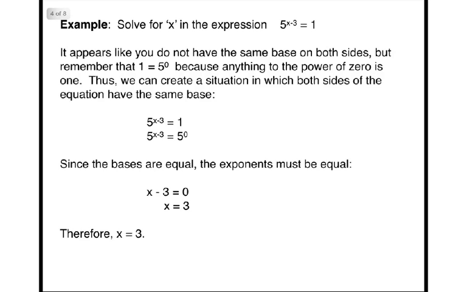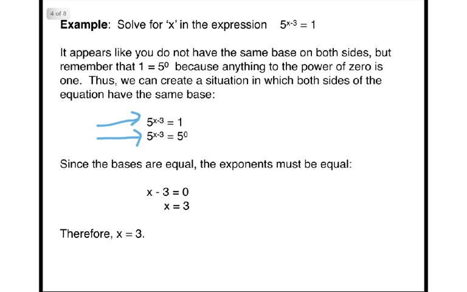Here's another example. Solve for x in the expression 5 to the x minus 3 equals 1. It appears like you do not have the same base on both sides. But remember that 1 equals 5 to the power of 0, because anything to the power of 0 is equal to 1. Thus, we can create a situation in which both sides of the equation have the same base. So, our starting equation, 5 to the x minus 3 equals 1, we can rewrite as 5 to the x minus 3 equals 5 to the 0.